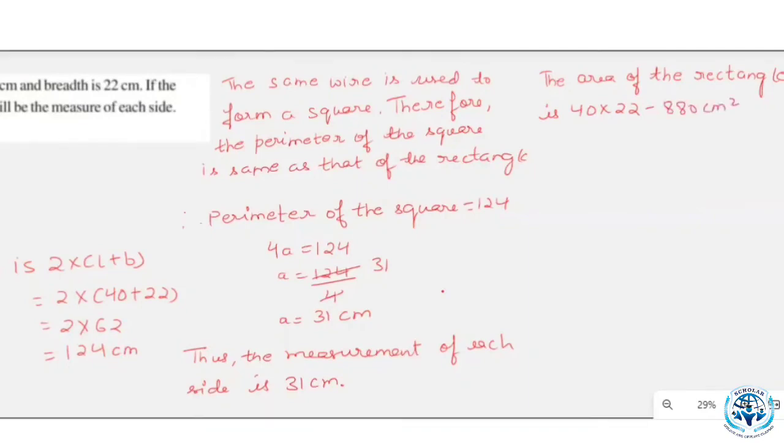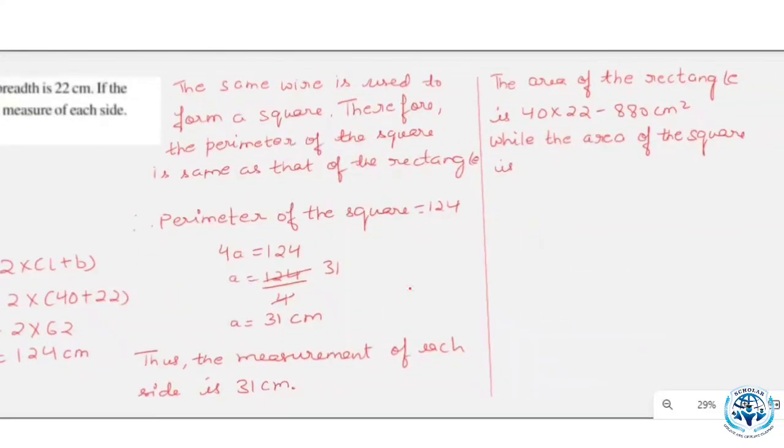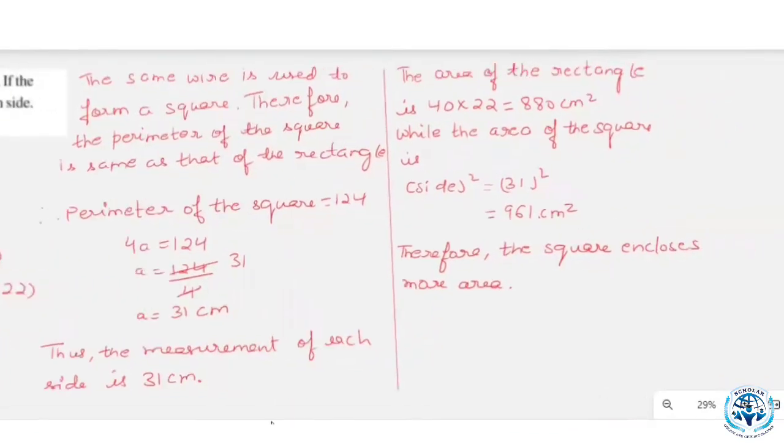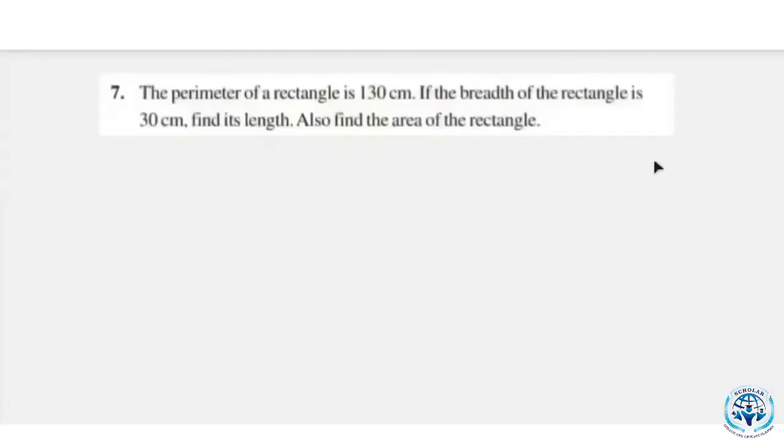Area of the rectangle is 40 into 22 is equal to 880 centimeter square, while the area of the square is side square. The side is 31, so 31 square is the area of the square. That means 961. So it is clear that the area of the square is more than the area of the rectangle. This is the answer of the last part of the question. The square encloses more area.